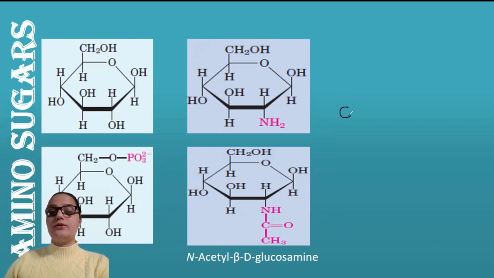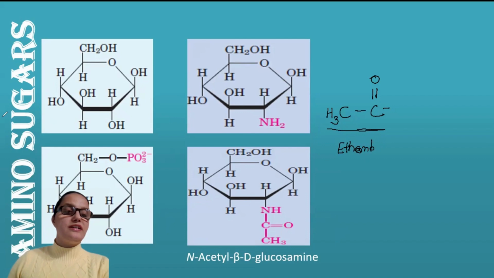Ethanoyl means two carbons, right? So this is carbon number 1, carbon number 2. Carbon number 1 is normal, which means it is fulfilling the rest of its three valencies with the help of 3 hydrogens. While this second carbon fulfills its valency with the help of a carbonyl group, which means a double bond O. Then this group which is formed is called, in IUPAC, ethanoyl. In common naming, its name is acetyl.